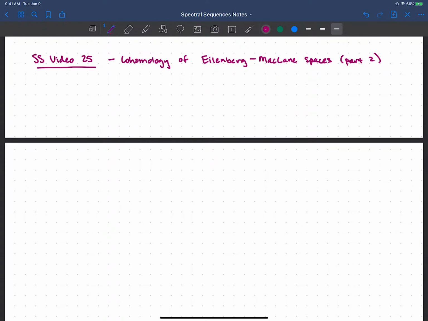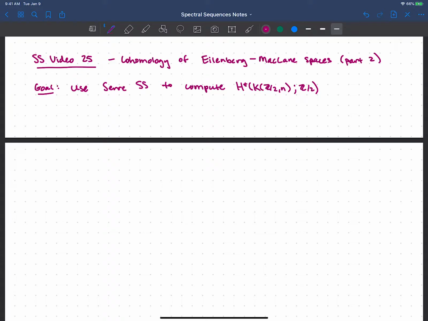Welcome back. I want to continue the discussion of the cohomology of Eilenberg-MacLane spaces. And our goal, sort of a short-term goal, is to use the Serre spectral sequence to compute the cohomology of K(Z/2, n), our Eilenberg-MacLane space, in mod 2 coefficients.